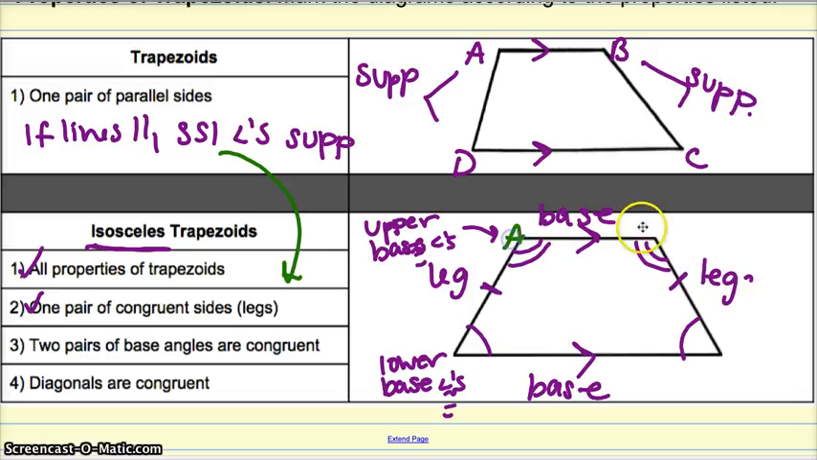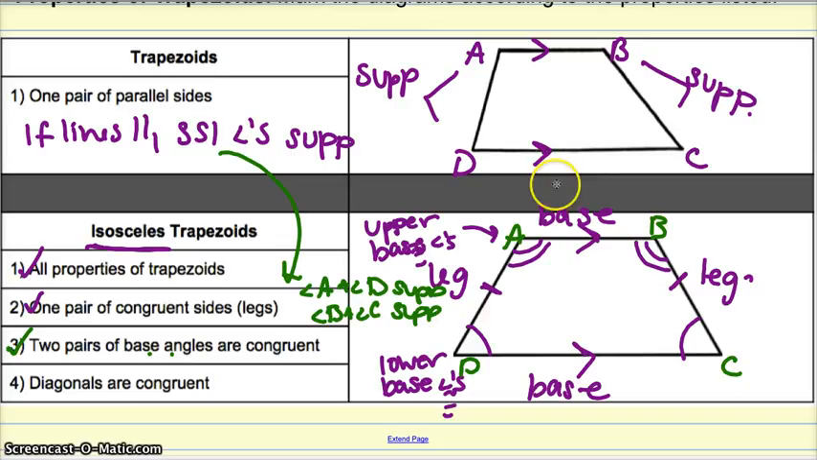So think about labeling these again. A and D are supplementary, and angle B and angle C are supplementary. So we've taken care of two pairs of base angles congruent. We have the lower pair congruent to the lower pair and the upper pair congruent to the upper pair. And lastly, diagonals are congruent.